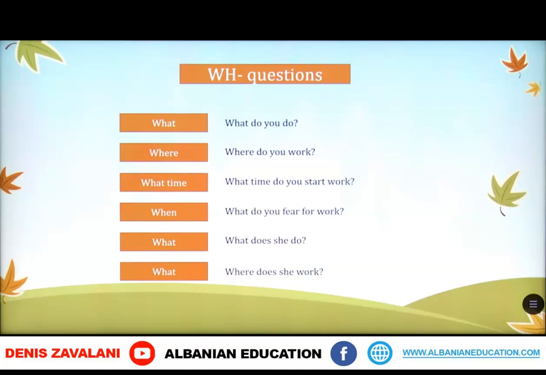Here we have some examples. For example, what do you do? Where do you work? What time do you start work? What do you wear for work? What does she do? Where does she work?